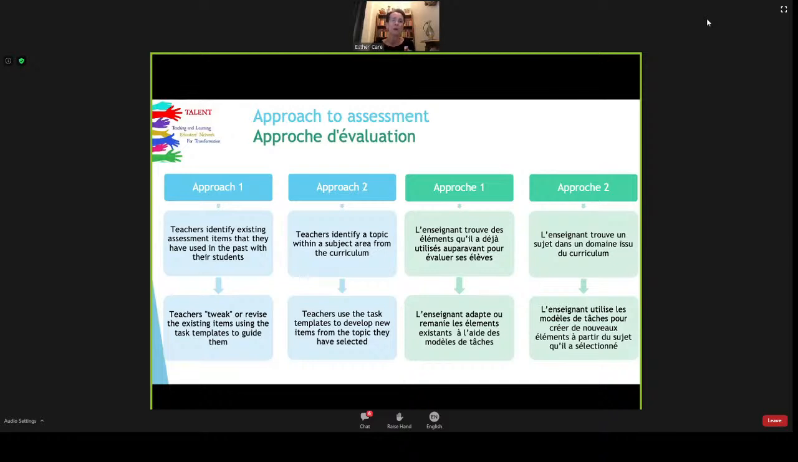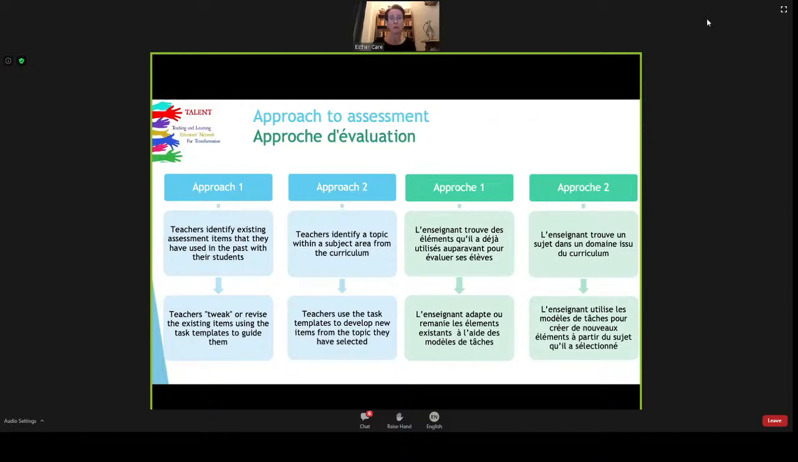So when I talk about a task, we're typically talking about a task that has multiple steps and it has multiple questions in it so that students can work through these. And what you can see in this slide is a couple of different approaches that we took.